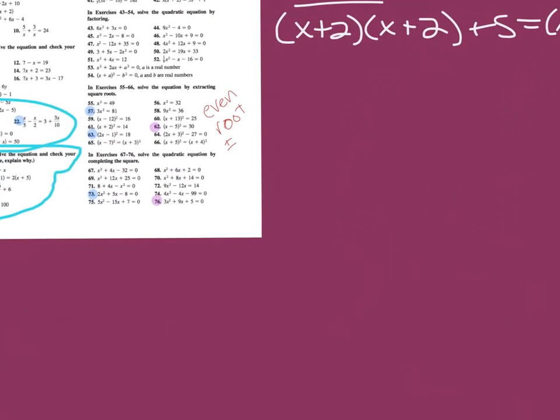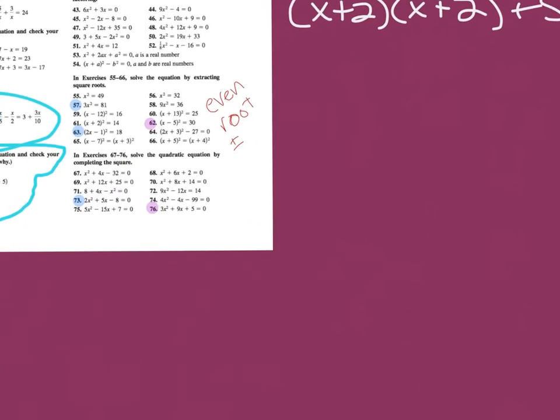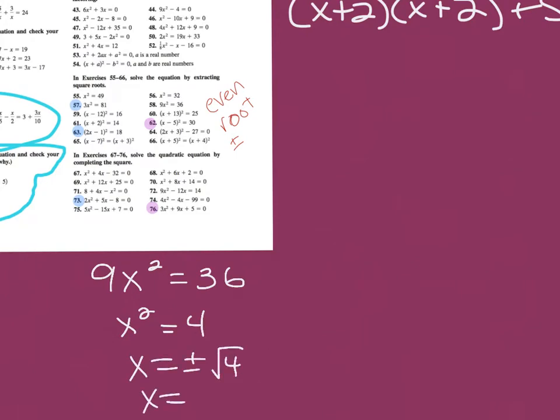When you get to 57, 63, and 62, this is where you want to remember your even root property. So if I had something like, let's say I have 58, so 9x squared equals 36. I could divide both sides by 9, and I'd get x squared equals 4, and then x equals plus and minus the square root of 4. So that's the most important thing to remember here, is the plus and minus.